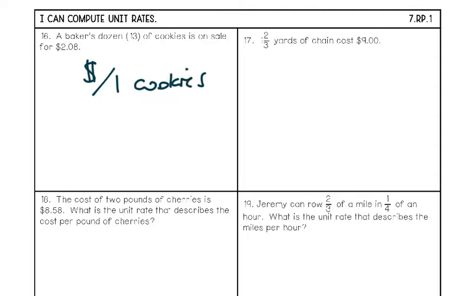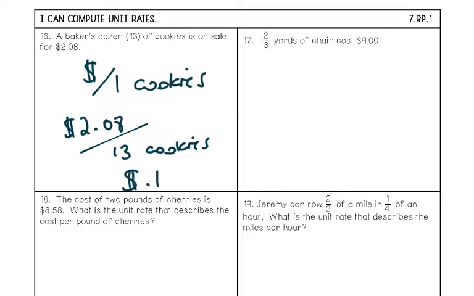So you have to divide your dollar amount, $2.08, divided by the 13. That will change your answer because you want to know how much it is per one cookie, which is 16 cents. If you did it backwards and you did 13 divided by 2.08, you found out how many cookies per $1, and that just doesn't make sense for our problem or with the unit rate in real life. So let's look at 17.